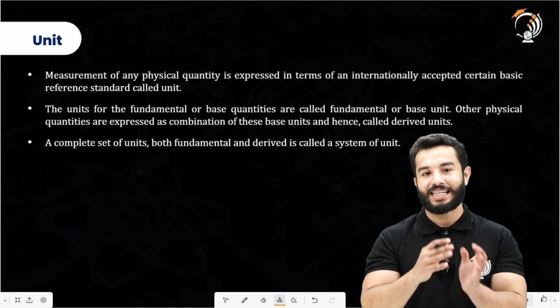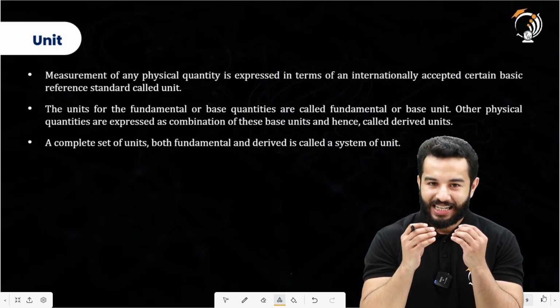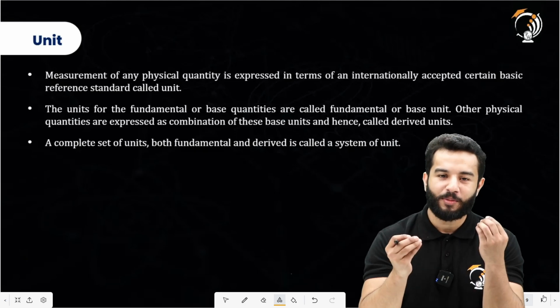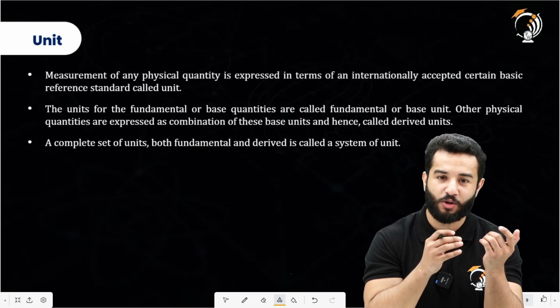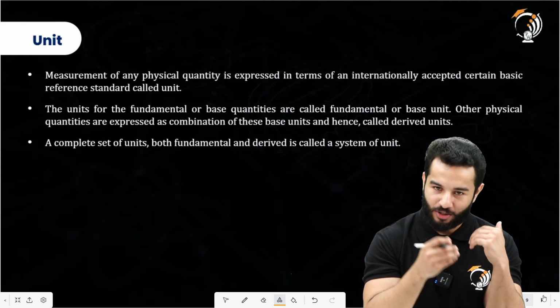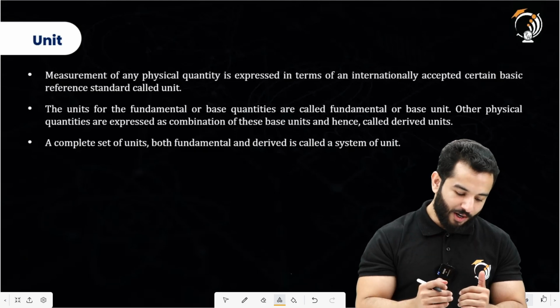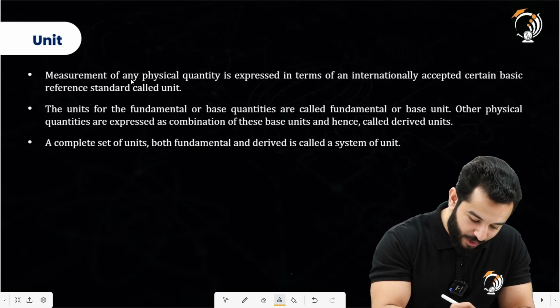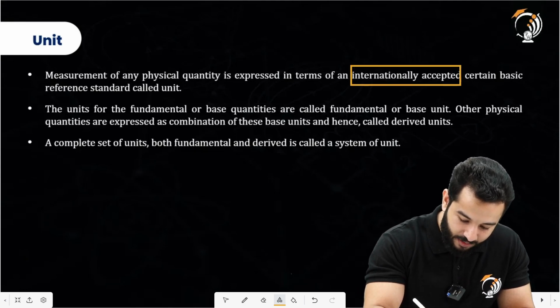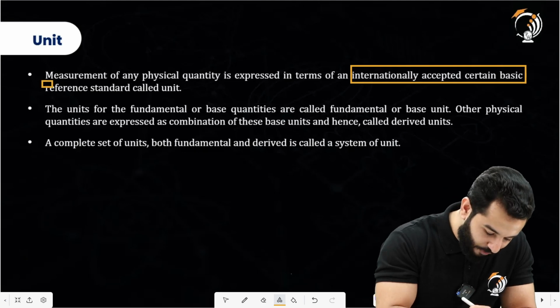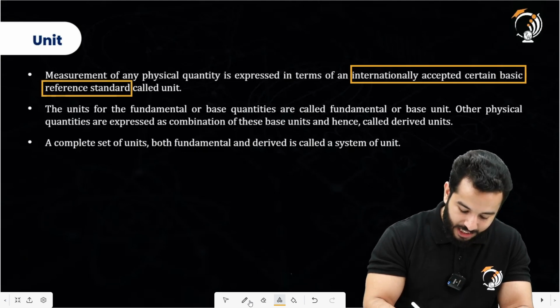Moving to a different, related topic, that is unit. You remember we talked about a physical quantity being made up of two things. One is a numerical part, next is the unit. So let's talk about the unit. Measurement of any physical quantity is in terms of internationally accepted certain basic reference standards. So these are nothing but standards.